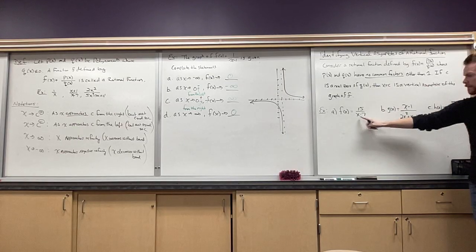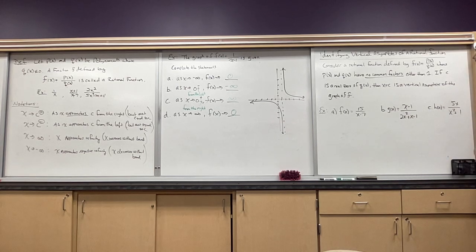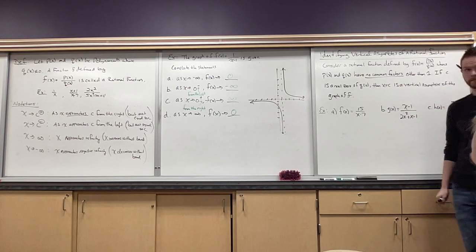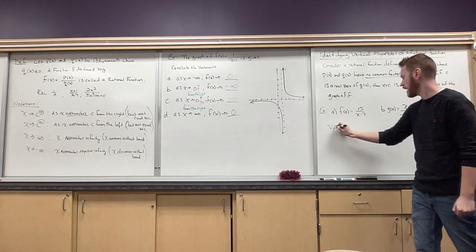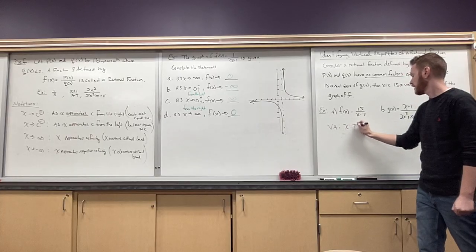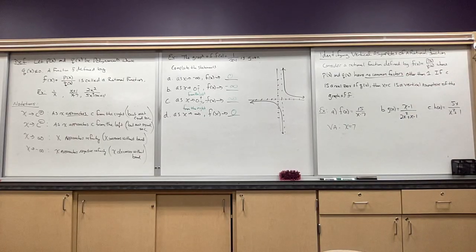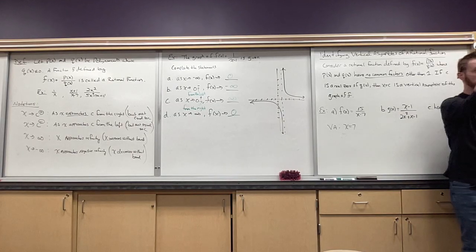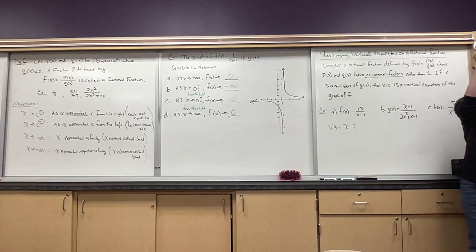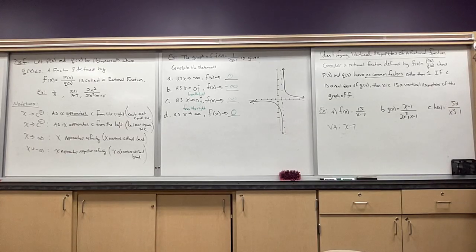So for this one, what would make the denominator 0? 7, right? Okay. So therefore, I have a vertical asymptote at x equals 7. I'm just going to put VA. So if I were to graph that, there's going to be a vertical line right at 7, where the graph will not cross.